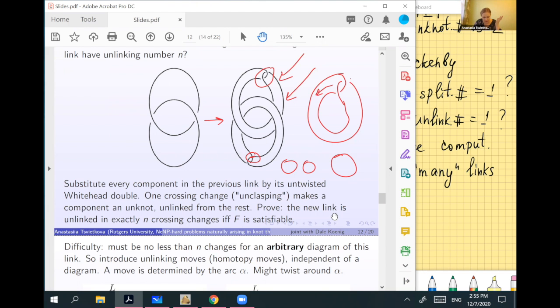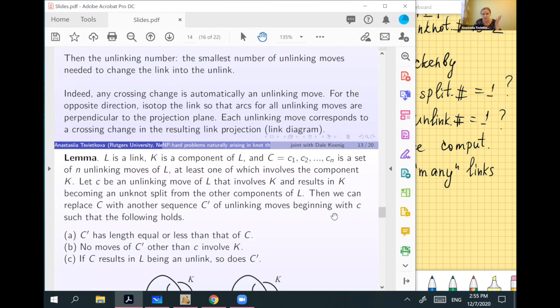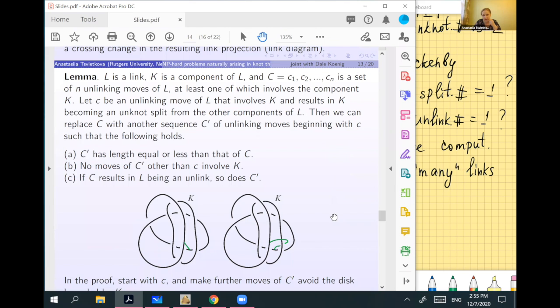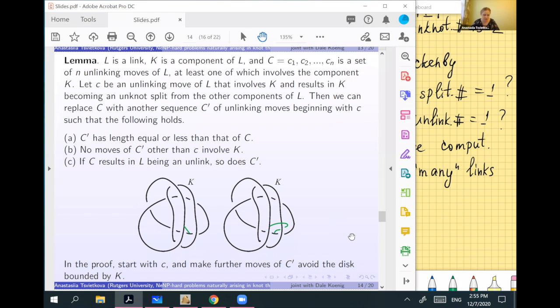But I don't know what happens in an arbitrary diagram. So when I take an arbitrary diagram, I say, okay, maybe there is another sequence of unlinking moves. But I claim that I can substitute it with moves that unclasp those Whitehead double Hopf links. And when I substitute them, I only get better: I get a shorter sequence of moves. For that, we use this lemma.